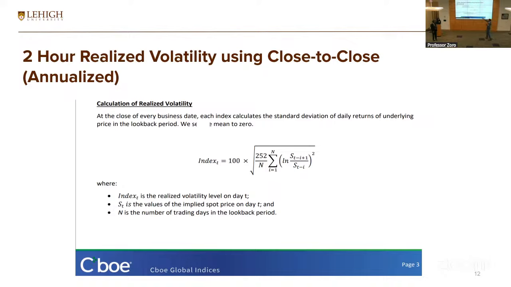It's not reflective of the 2-hour volatility, but it would be 365 days converted to minutes, and then divided by 120 because we have 2 hours.